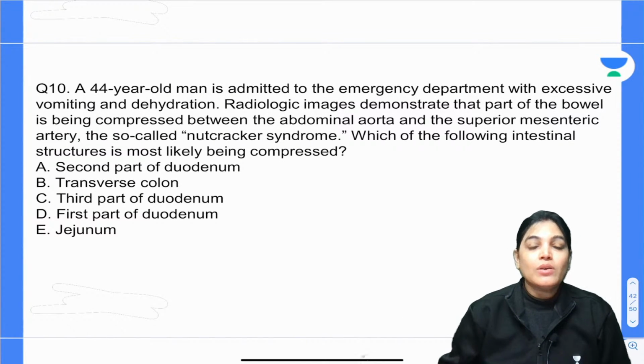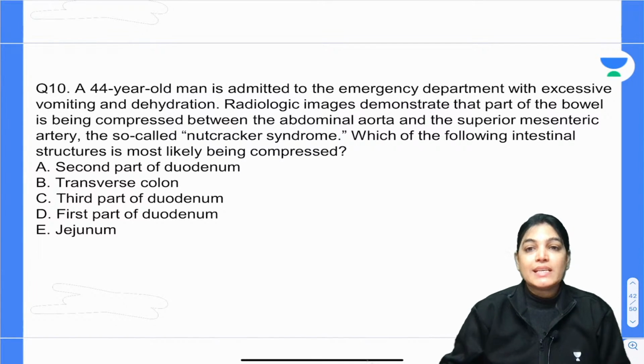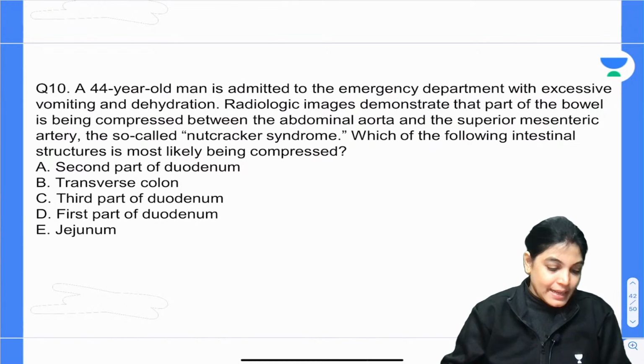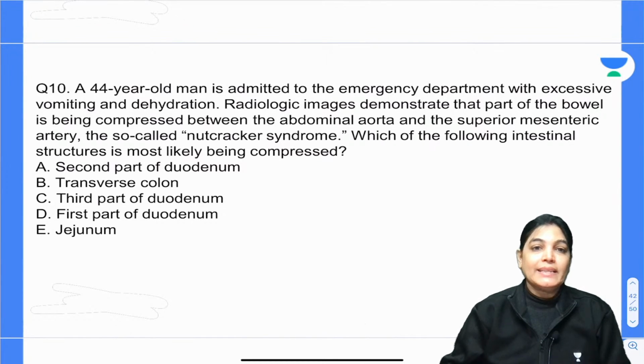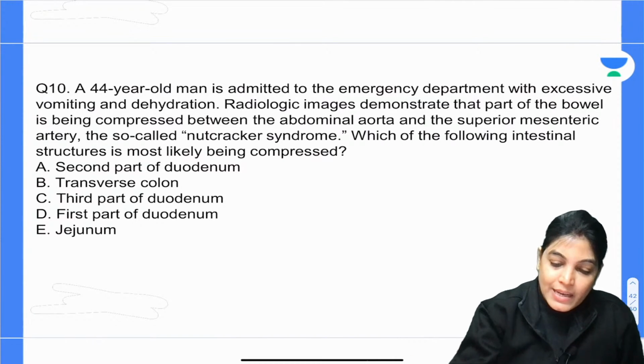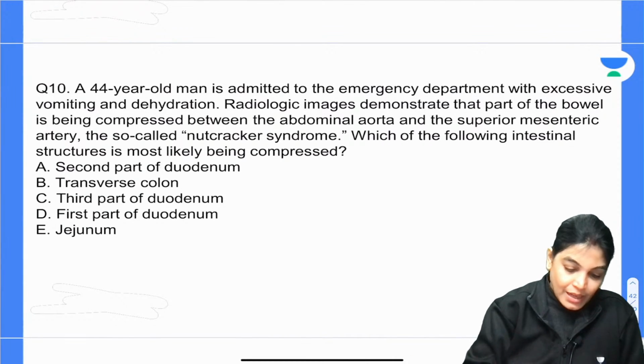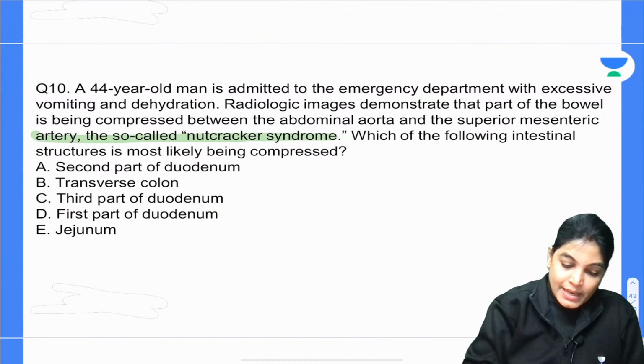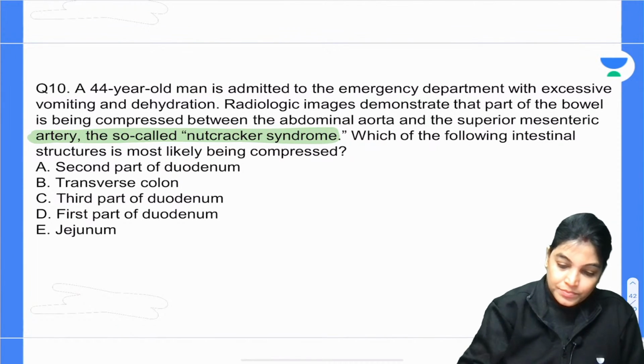A 44-year-old man is admitted to the emergency department with excessive vomiting and dehydration. Radiological images demonstrate that part of the bowel is being compressed between the abdominal aorta and the superior mesenteric artery. So this is a case of nutcracker syndrome.